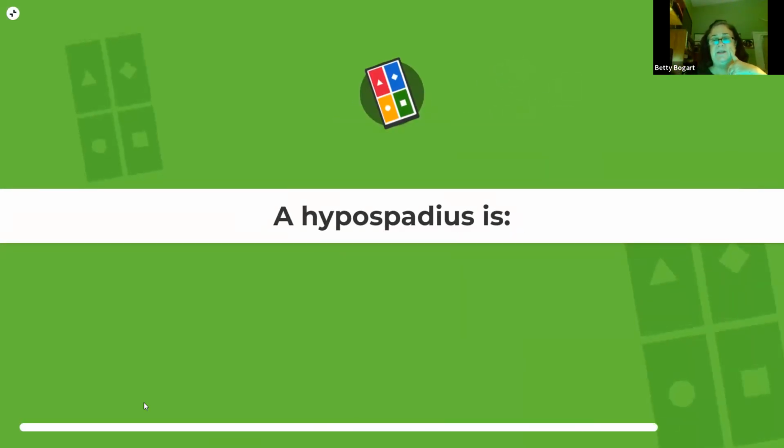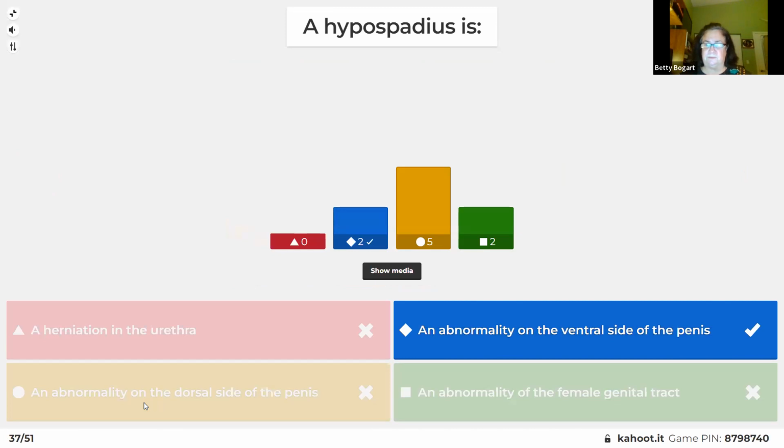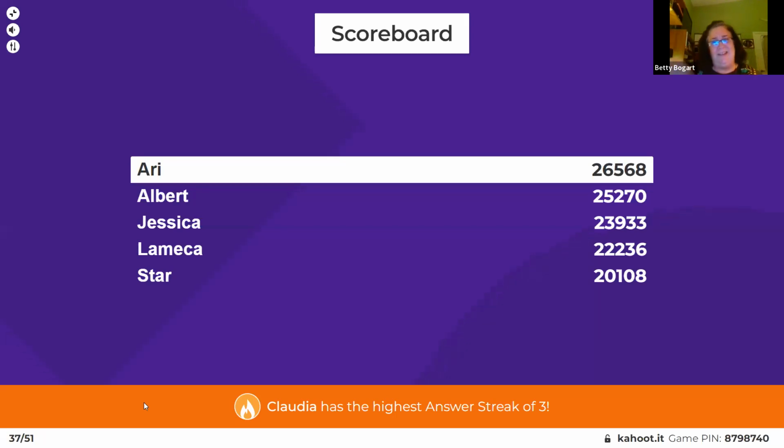A hypospadias is, so it's knowing what's ventral and what's dorsal. Remember, one on top, one on bottom, which is which. So a hypospadias is the abnormality on the bottom, the ventral portion of the penis. Epispadias is on the dorsal or the top part of the penis. How do we correct it? We use the foreskin and put a little stent in there.